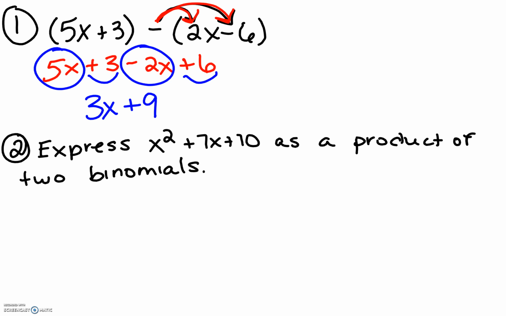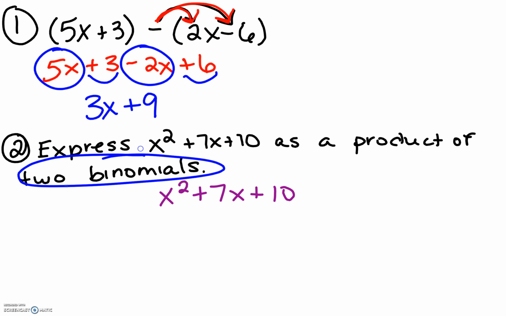For number 2, express x squared plus 7x plus 10 as a product of two binomials. So if we want to take this trinomial and express it as a product of two binomials, that means it has to look like the form written to the right, which means we're going to factor that trinomial using our 1am method. Our leading coefficient is 1. We want to add to 7 and multiply to 10.